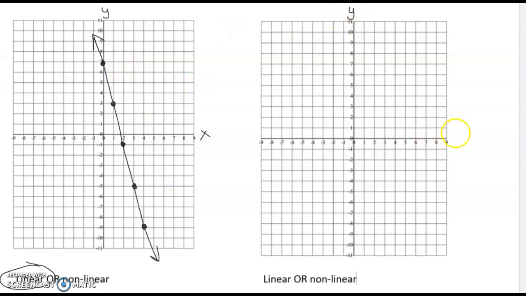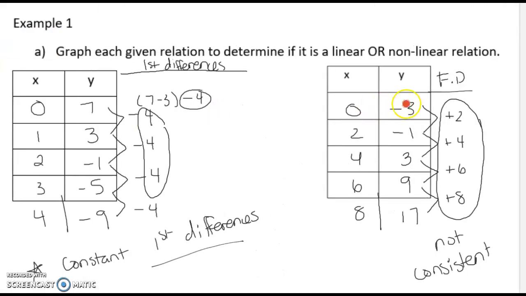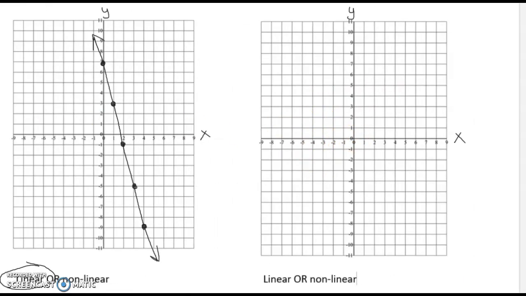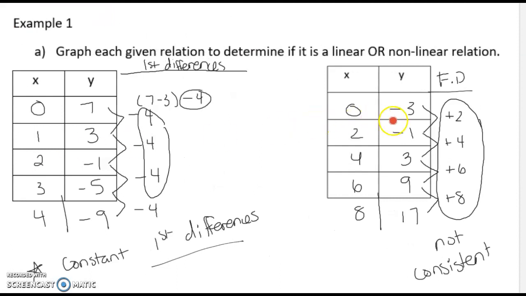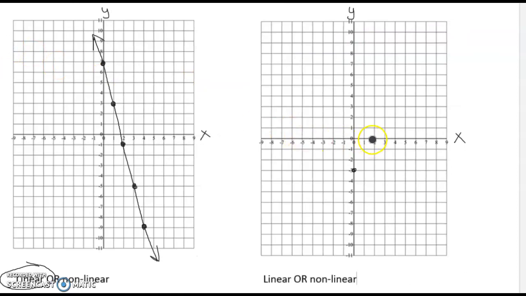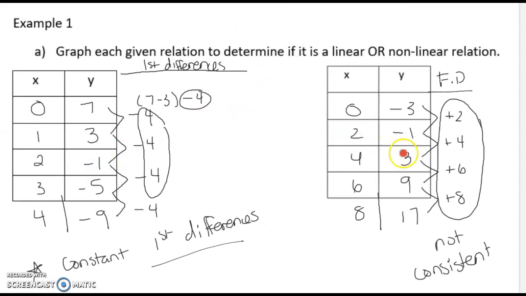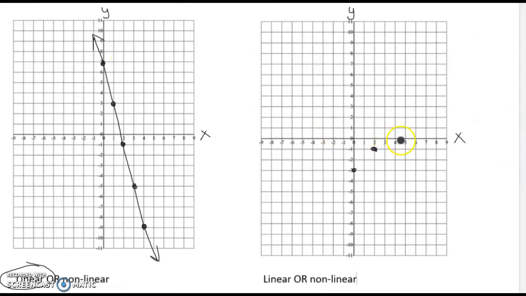So our y-axis and our x-axis. Okay, so the first point here, x is 0, y is negative 3. Put a dot. Next, we have x is 2, y is minus 1. Put a dot. Next one, x is 4, y is 3. Put a dot.